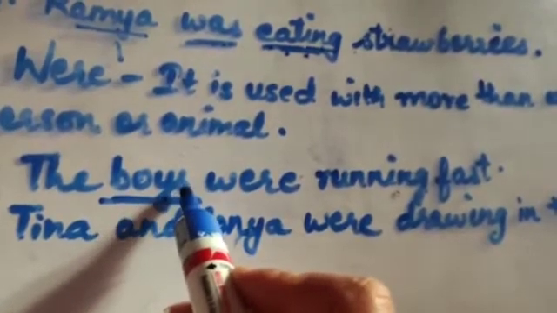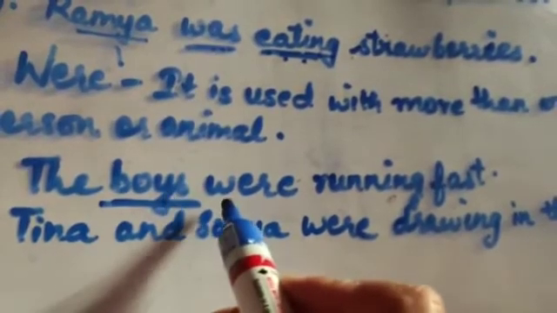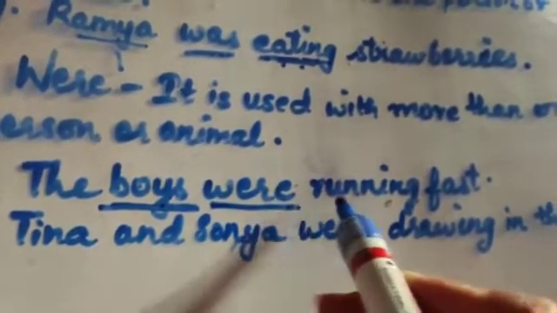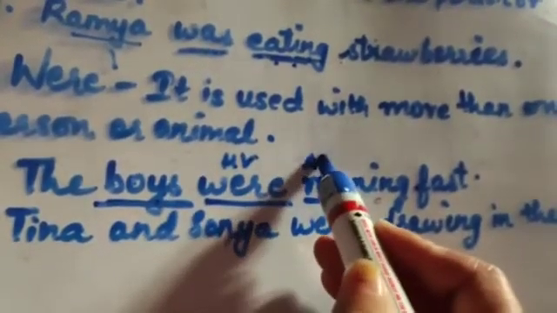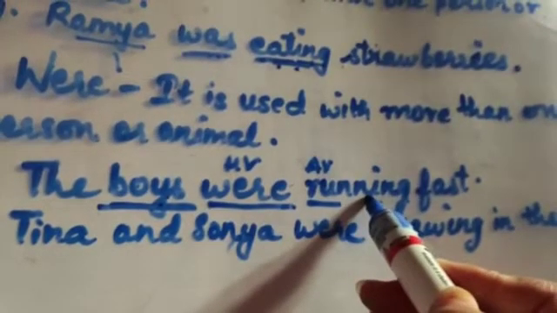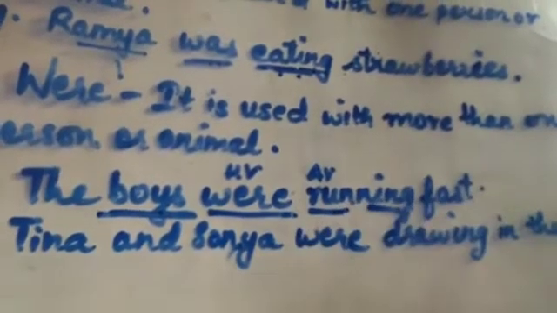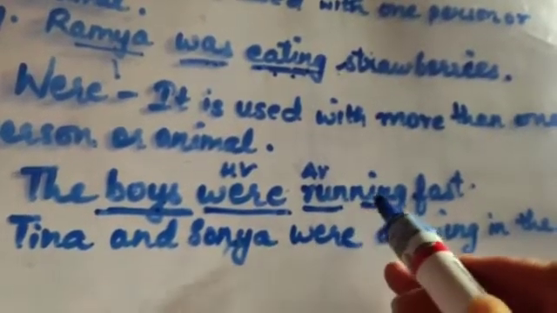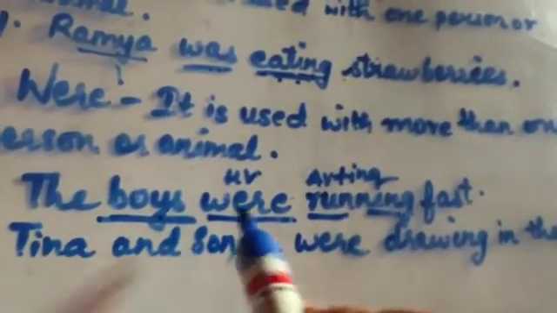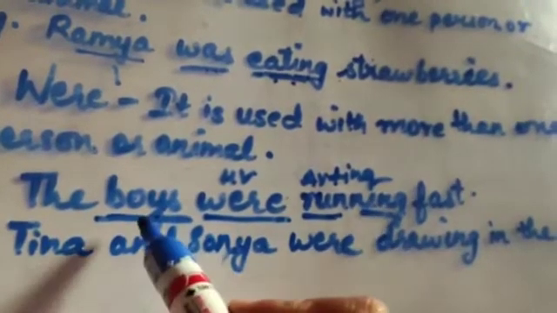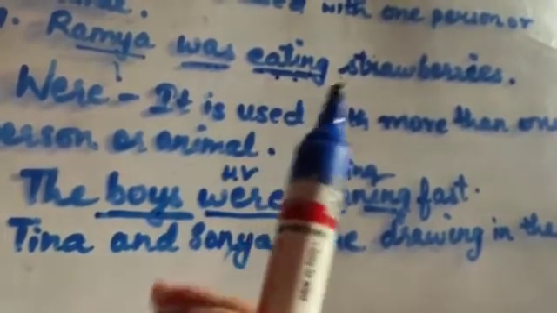Okay, I have written boys. This is a plural noun, not a singular noun. So with a plural noun, what have I used? Were. And what is the action verb? Run. This is your helping verb and this is your action verb. And what have I used with the action verb? ing. Okay, so here we will write double N, because this is the correct spelling. Okay, so with an action verb we will use ing. So the boys were running fast. So class, this sentence tells us that the action took place in the past.